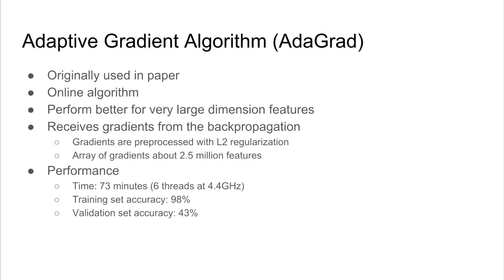So the performance of this algorithm is actually pretty good. For 73 minutes of run on 6 threads on a fairly fast CPU, you get training accuracy of 98, but you can tell it overfit because the validation set's only 43.